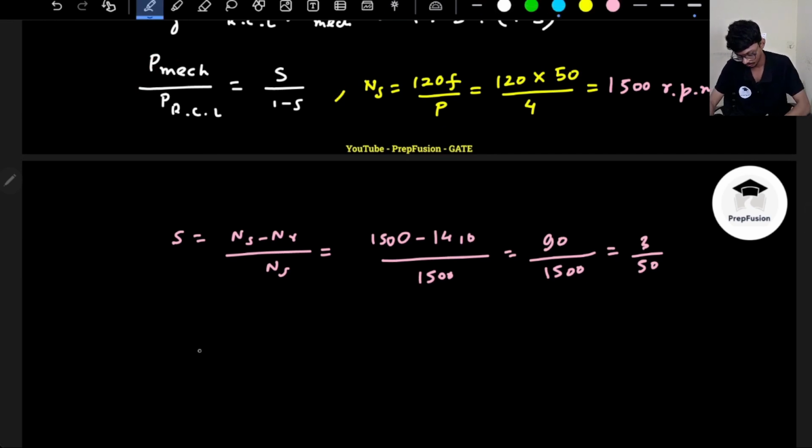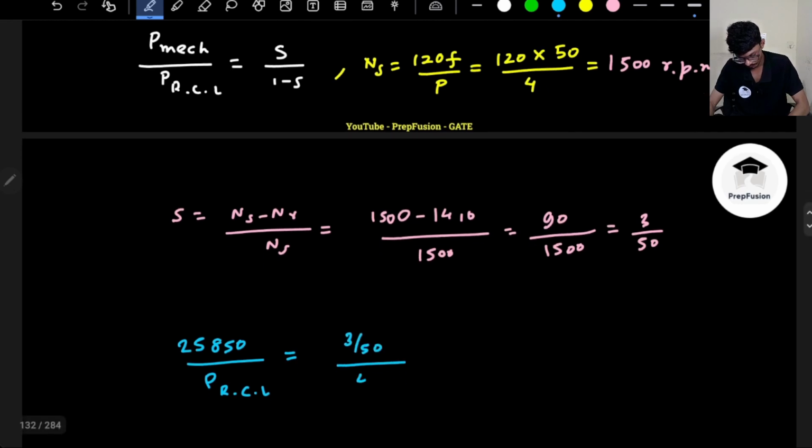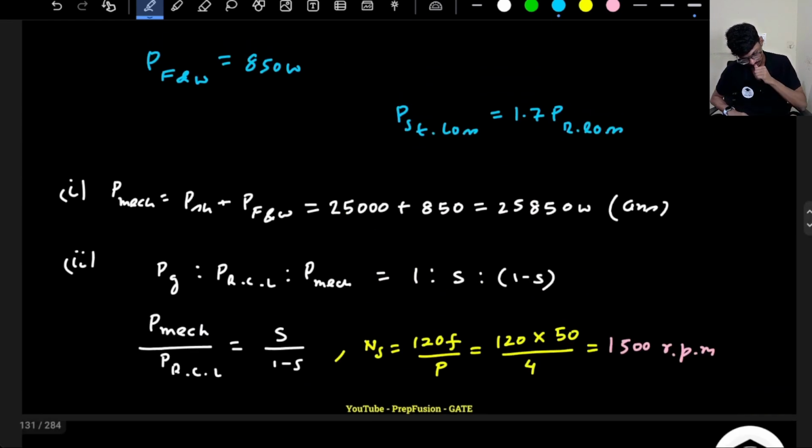So basically my mechanical power is given as 25850 divided by the rotor copper loss, that is what I have to find out, equals 3 by 50, 47 by 50. So from here I can easily find out the rotor copper loss. So rotor copper loss, 50-50 will get cancelled, so it will be basically 47. Okay, something is off. How is it this high? Slip is a small amount.